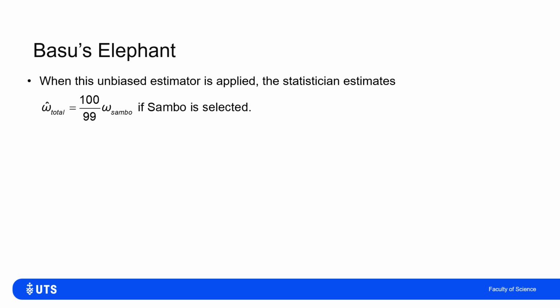But the problem is that if I apply this to the circus owner's selection strategy, which gave a 99% chance of picking Sambo, then rather than saying Sambo is an average elephant, I have 50 elephants, so my best guess of the total body mass is 50 times Sambo's mass. I'm left with this weird division of Sambo's mass by 0.99, or the 99% selection probability. So in other words, I'm claiming that my unbiased estimator is 100 over 99 times Sambo's weight. So the other 49 elephants would be weighing 1/99th of Sambo's weight. That's wildly ridiculous.